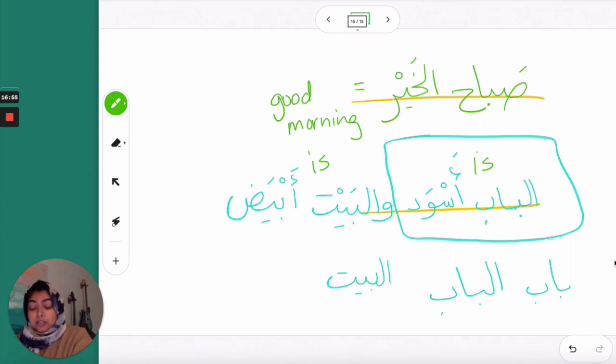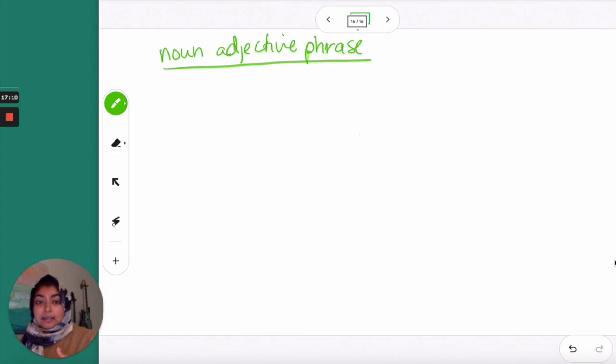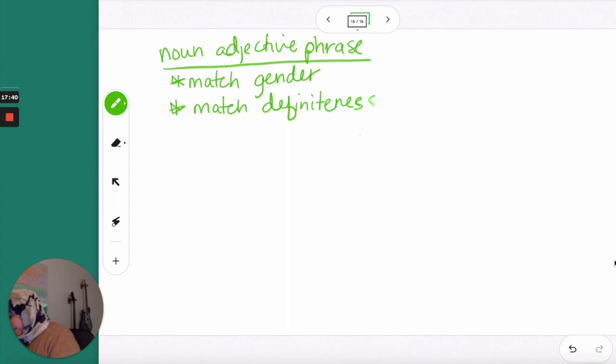Now when you wanna do a noun adjective phrase, and remember that's a phrase, right? A big house, a small cat, a weird neighbor. Those are phrases, they're not complete sentences. In a noun adjective phrase, we said before that the noun and the adjective have to match in gender. Okay. Now we're gonna add to that they also have to match in definiteness. You get the point. And they're also going to match in number, but we haven't done plurals yet, so we don't have to worry about that.